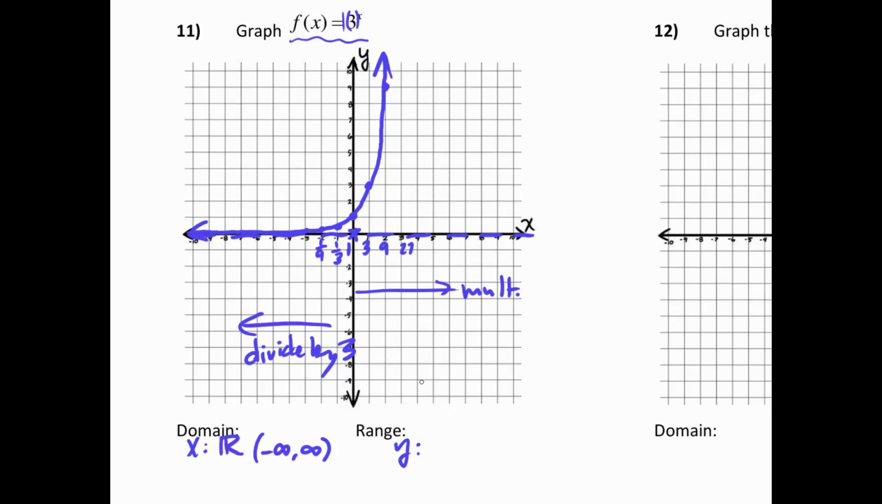So for my range, I need to go from 0 to infinity. Now I can't put a bracket on 0 because I can't touch the asymptote. If I equaled 0, I would have a bracket, which I can't do. Another way you could write that would be y is greater than 0. It's not greater than or equal, it is just greater.